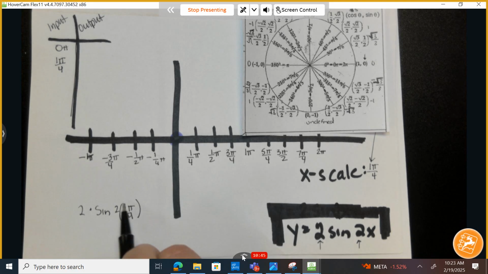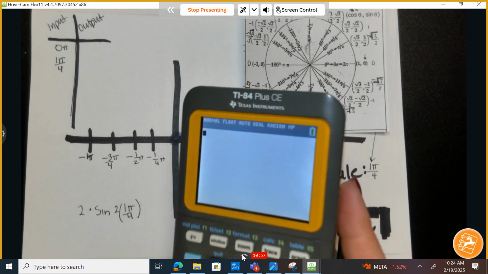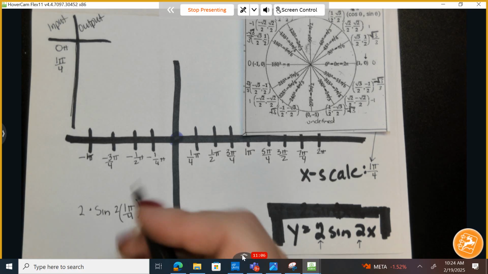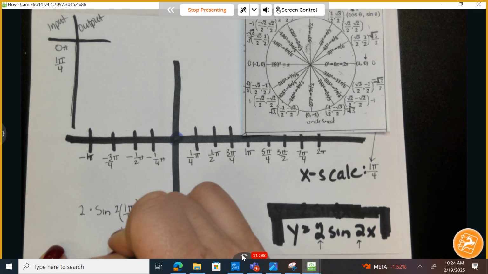Okay, now I want to reduce this. This is not 21. It is 2 times 1. 2 times 1 is 2. And then what is 2 over 4? Well, if you're not great with simplifying in your head, take 2 over 4, hit math fraction, enter, enter. It reduces to what? 1/2. So this reduces to 1 pi over 2.